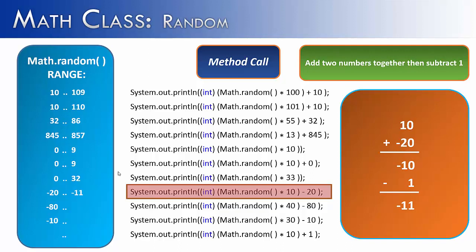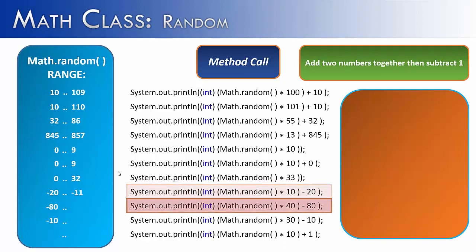And remember that you're working with negative numbers, so do the correct math accordingly. Next, we have 40 minus 80, and 40 plus a negative 80 is negative 40. Minus 1 is negative 41, so our range would be negative 80 to negative 41.